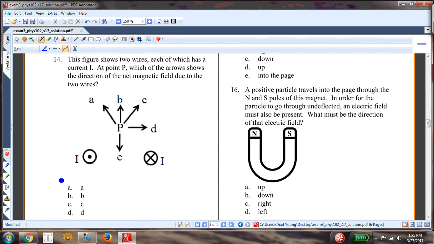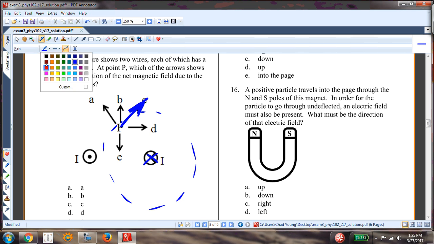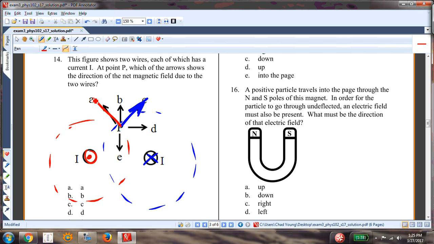The figure shows 2 wires, each of which has a current I at point P. Which of the arrows shows the direction of the net magnetic field? You want to consider the magnetic field of each. So let's consider the one on the right first. It has a magnetic field up at this point in this direction, right? Because we have this magnetic field that goes around, and so at this point it's tangent to that circle. And then in a similar way, due to this wire, which is out of the page, it has a magnetic field in this direction. So it goes like that. So B is the right answer for number 14.